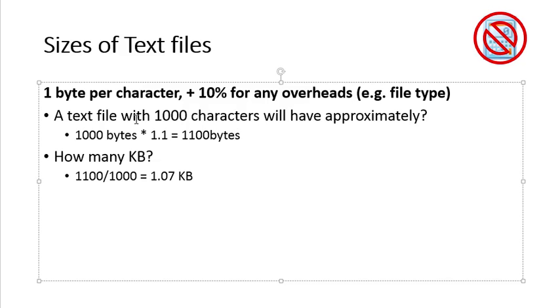They want to know how many kilobytes this is. I simply take my 1100 divided by 1000, and that should be 1.1 kilobytes approximately.